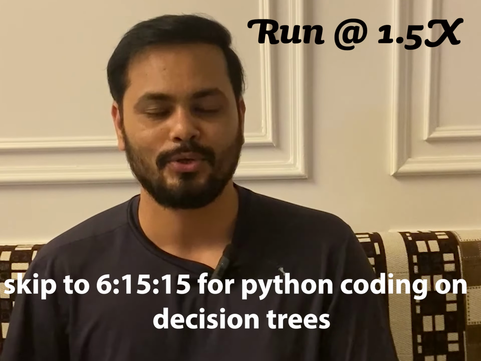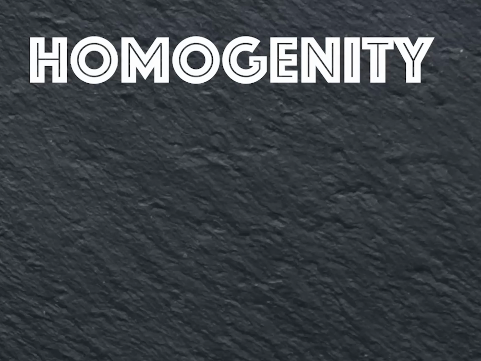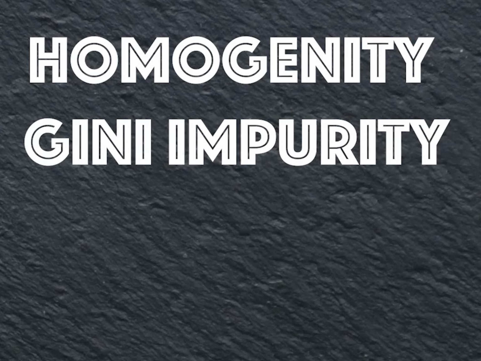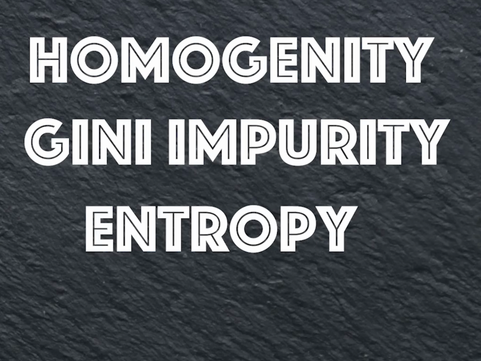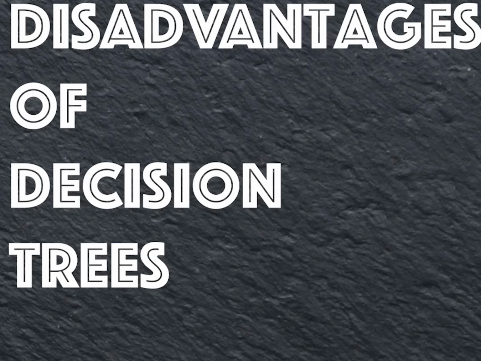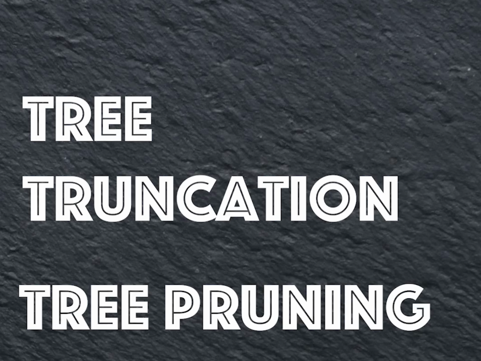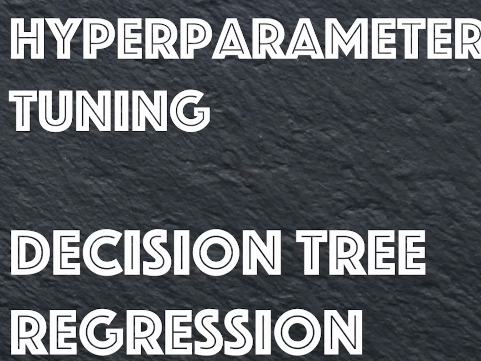So guys, welcome to the session on hyperparameter tuning in decision tree. In the previous session we learnt about homogeneity, what is Gini impurity, what is entropy. In this session you will learn about the concept of hyperparameter tuning and how we can reduce the complexity of decision tree. So in this session we will be learning about disadvantages of decision tree, tree truncation, tree pruning, hyperparameter tuning and decision tree regression.